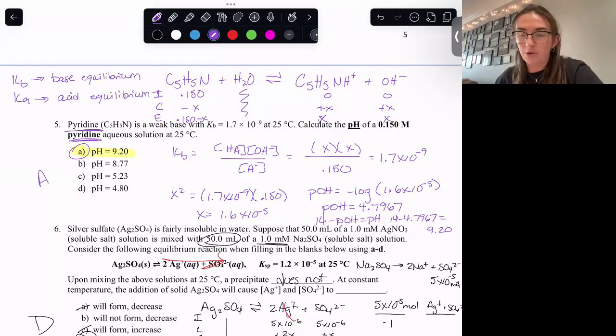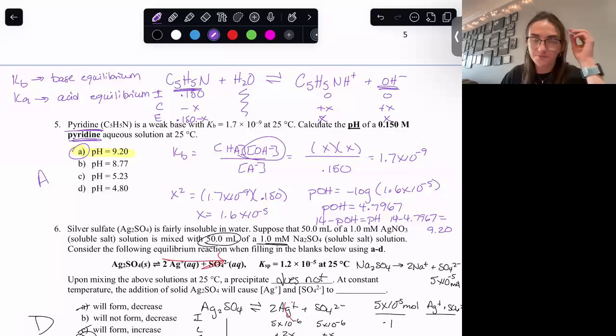Since when we set up our ICE table or our chemical reaction, we have a base forming OH minus, Kb uses OH minus. So Kb has to be used here because we're forming OH minus. If we solve for Ka, that's not going to give us the answer that we're looking for, because we're not talking about the acid equilibrium or the acid dissociation. We're talking about base dissociation.